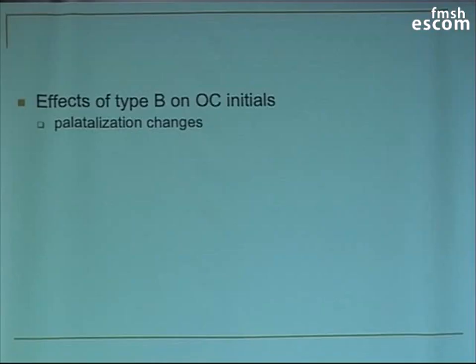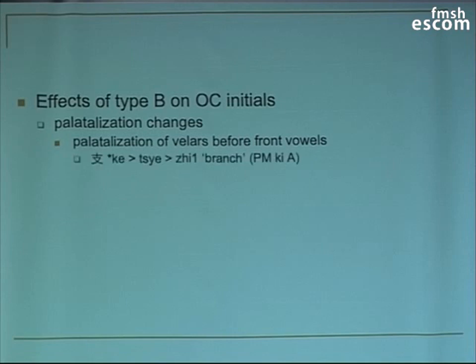Now, what are the effects of type B? The effects are the opposite. There's a lot of palatalization. Two kinds of palatalization. One, palatalization of velars before front vowels, and that's old. It's the first kind of palatalization that occurs in Chinese.